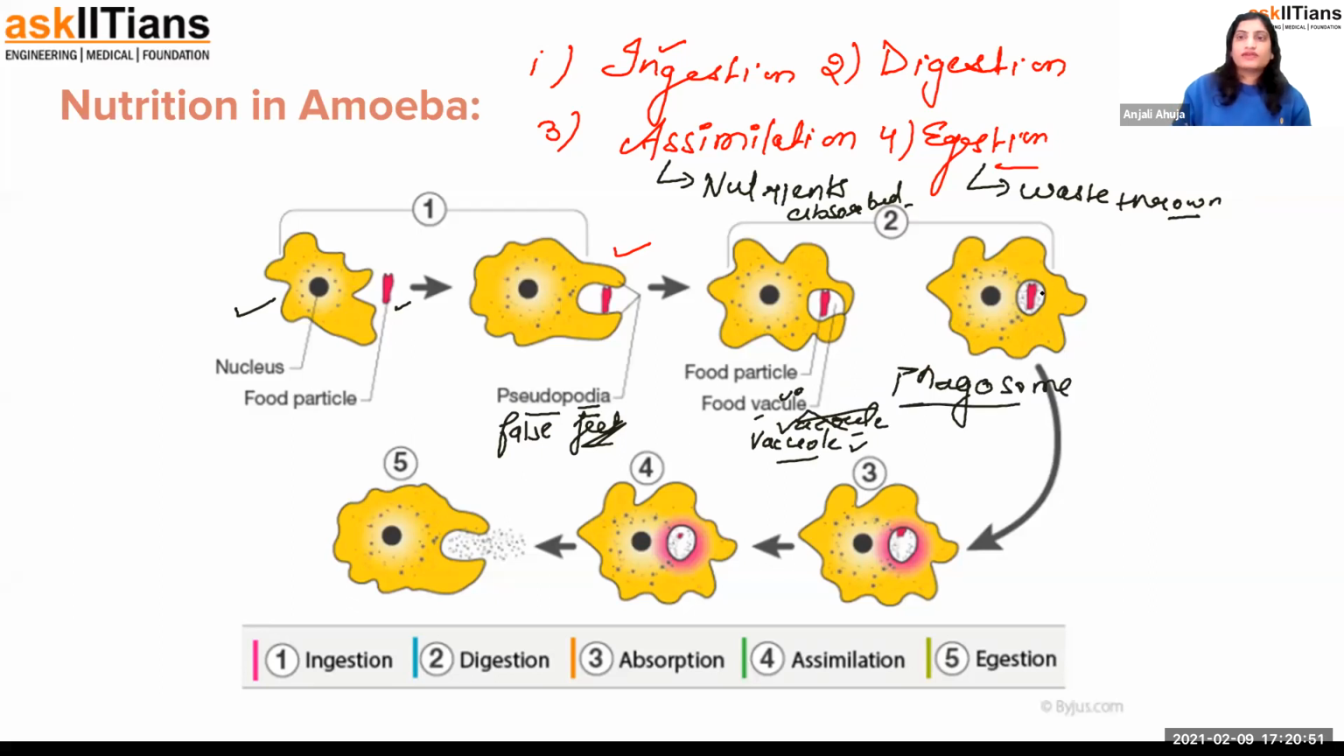Phagosome. Food vacuole is this one, and that is phagosome. Now, so this is ingestion, just ingestion. Now digestion. How will digestion happen? This phagosome is going to be the pink colored thing that you see now. This is being digested. Why?